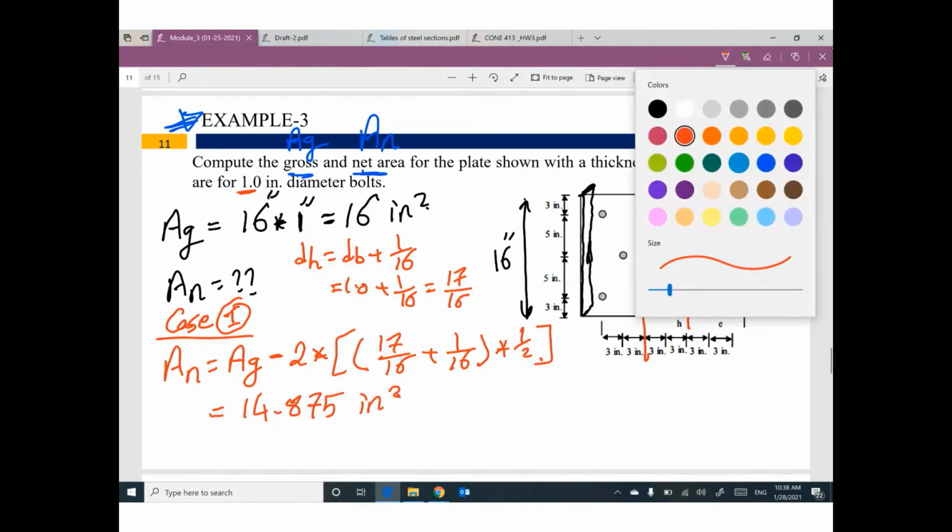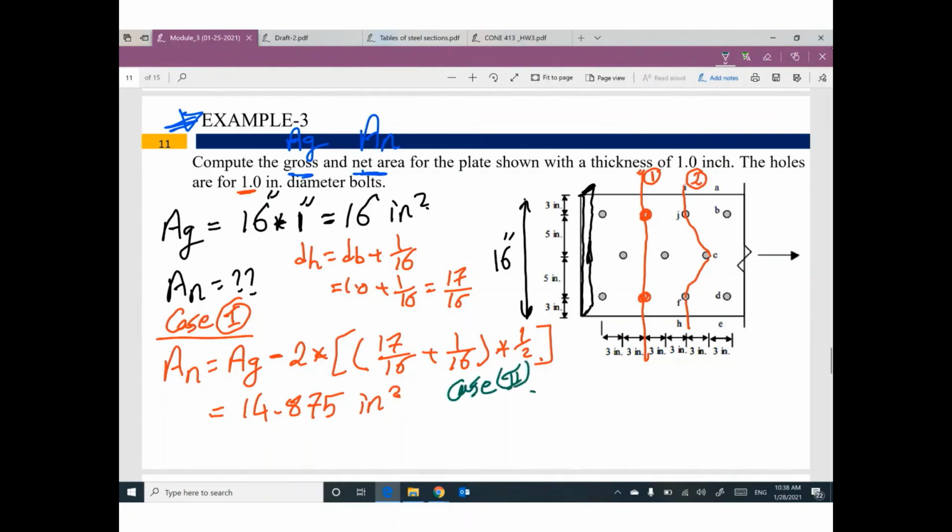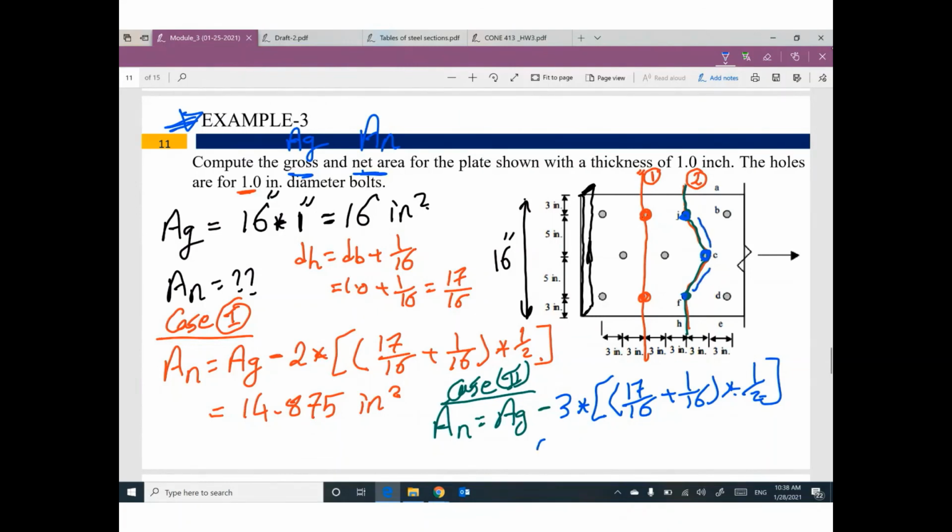Case number 2. This one. So area net equals area gross minus how many bolts do you have in this base? 3 bolts. Alan, how many bolts in this base? 3 bolts. Times d hole, 17/16 plus another 1/16, times thickness. Because we have inclined bases, how many inclined do you have? 2. Times s squared divided by 4g, times thickness. So we have area gross minus this term plus this term.